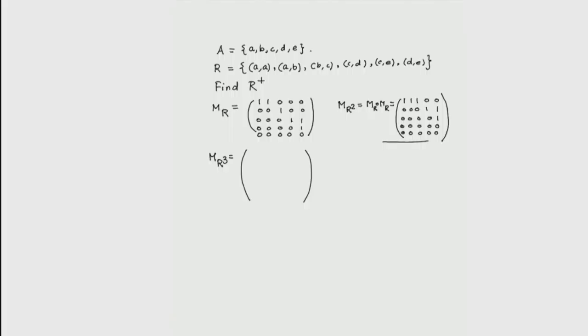So, I will request you to check all the calculations, and I will tell you one way of doing this. When we are trying to compute M R square, which is M R product M R, what we can do is take matrix multiplication as such, and then at each entry we check whether the entry is 0 or non-zero. If the entry is 0, keep it as 0. If the entry is non-zero, change it to 1, and then you will get a matrix like this.